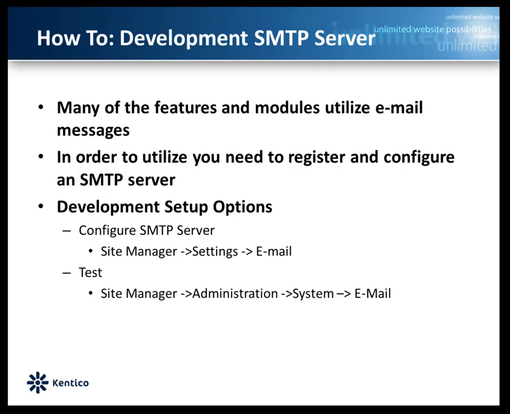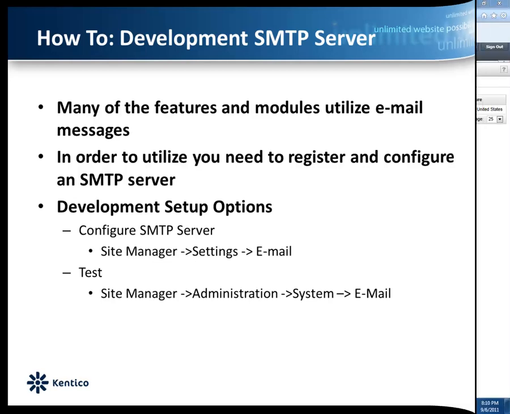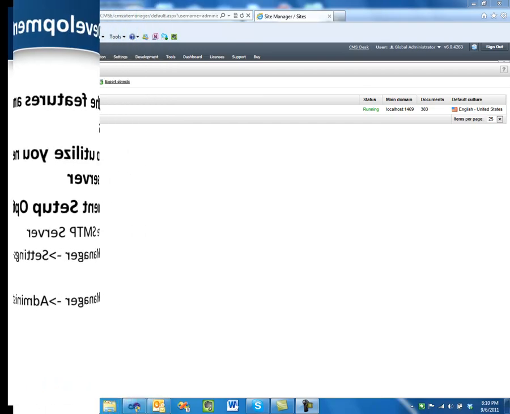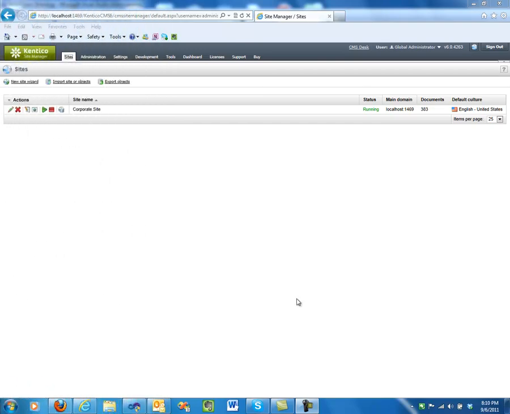However, when setting up your development options, there's two steps that you need to go through. The first is to configure your SMTP server. The second is to go ahead and test it. Configuring your development environment to leverage SMTP is a two-step process. The first step is to register the SMTP server.